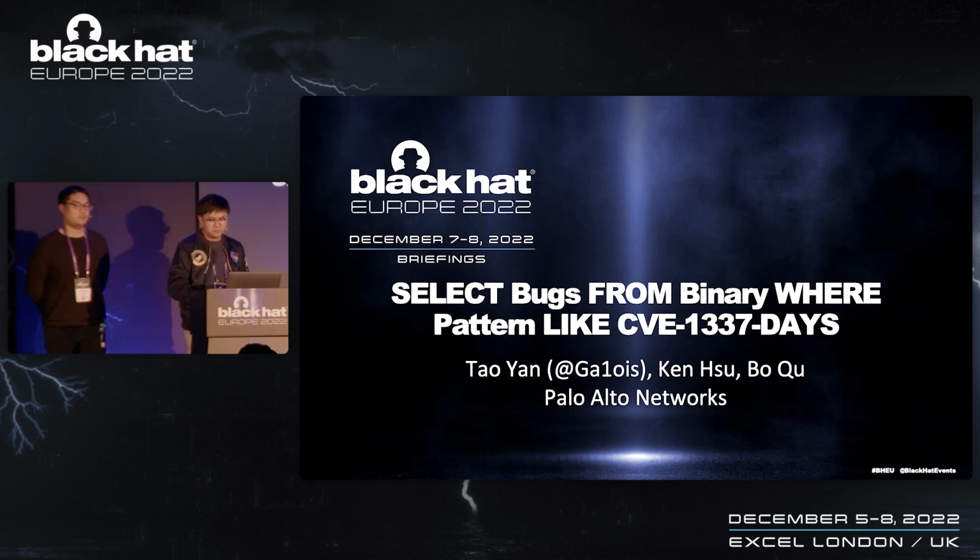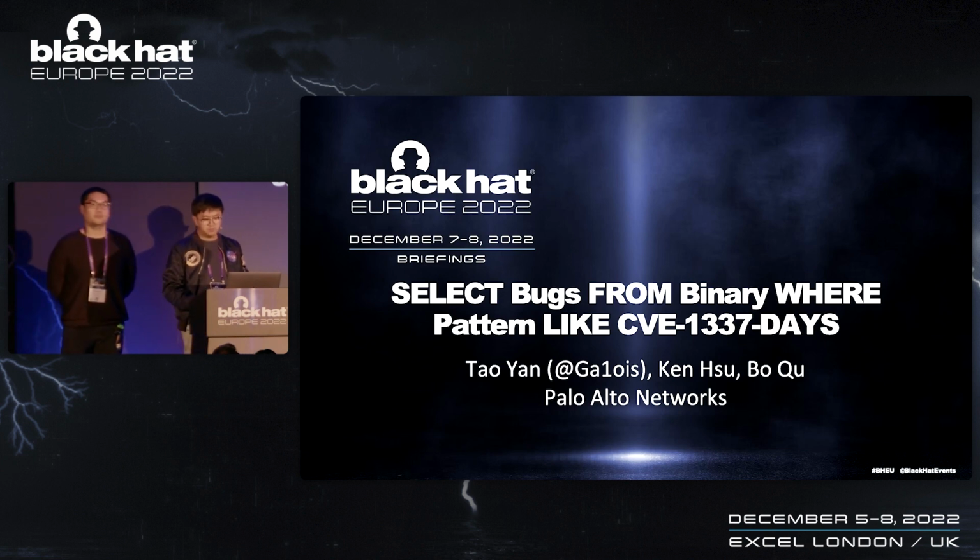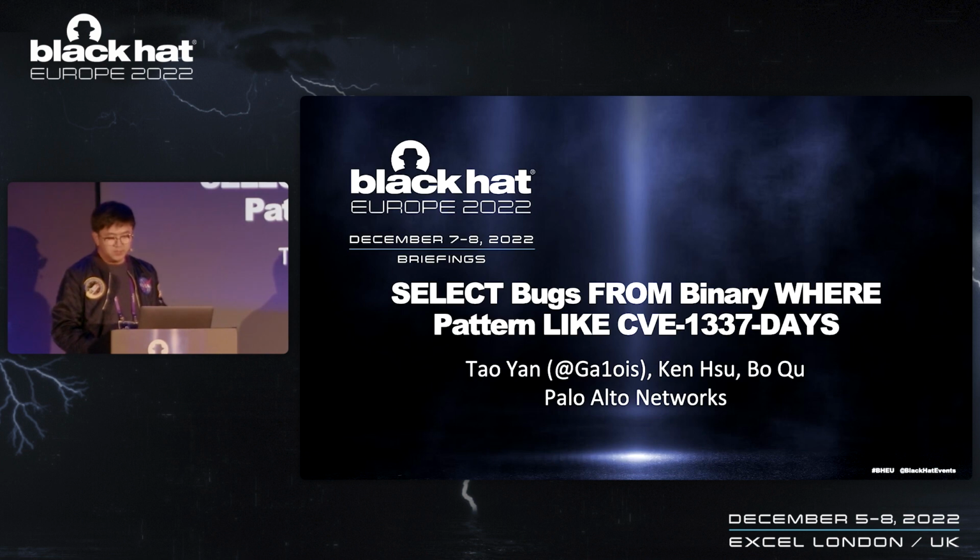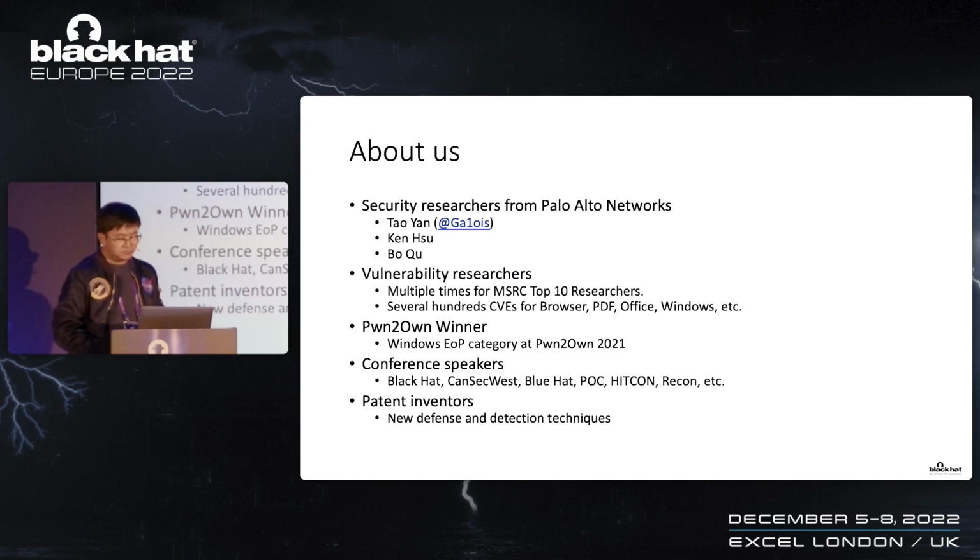Today we are very glad to be here to share our research about using code patterns to find bug variants and exploitation primitives in binaries with the help of our new pattern search tool. You can see our title is a SQL statement. Actually, it's a valid SQL query which can be processed by our new pattern search tool, and you can use it to find code patterns like whatever you want.